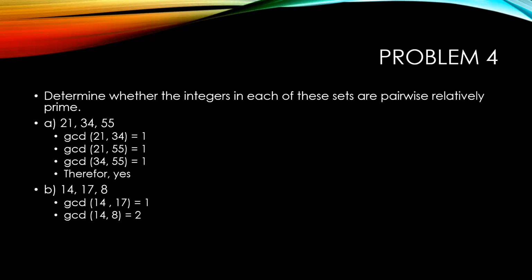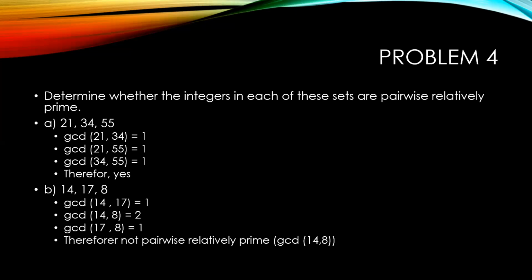Based on 14 and 8, the given is already considered not pairwise relatively prime since it already failed in the combination of 14 and 8. Just to check, 17 and 8 is 1. Again, 14, 17, 8 is not pairwise relatively prime because of the GCD between 14 and 8.